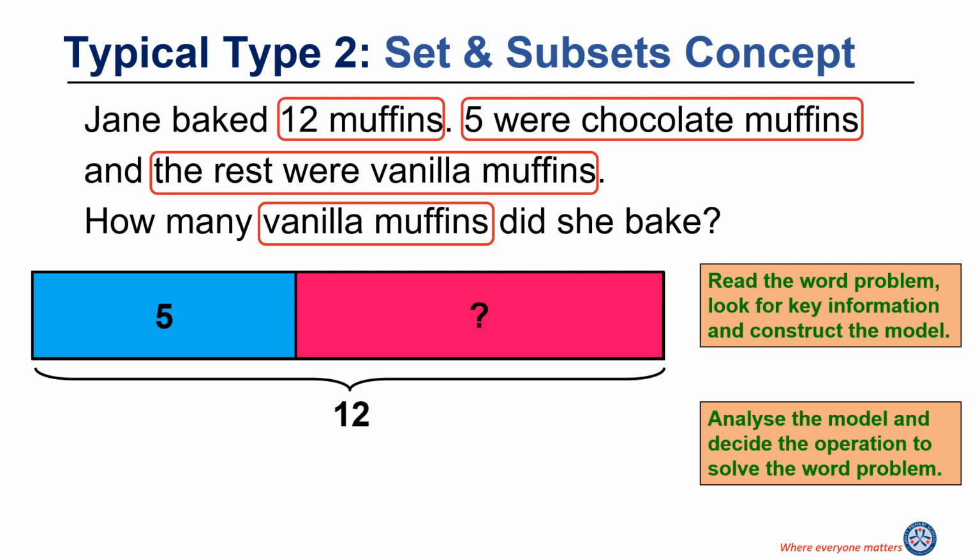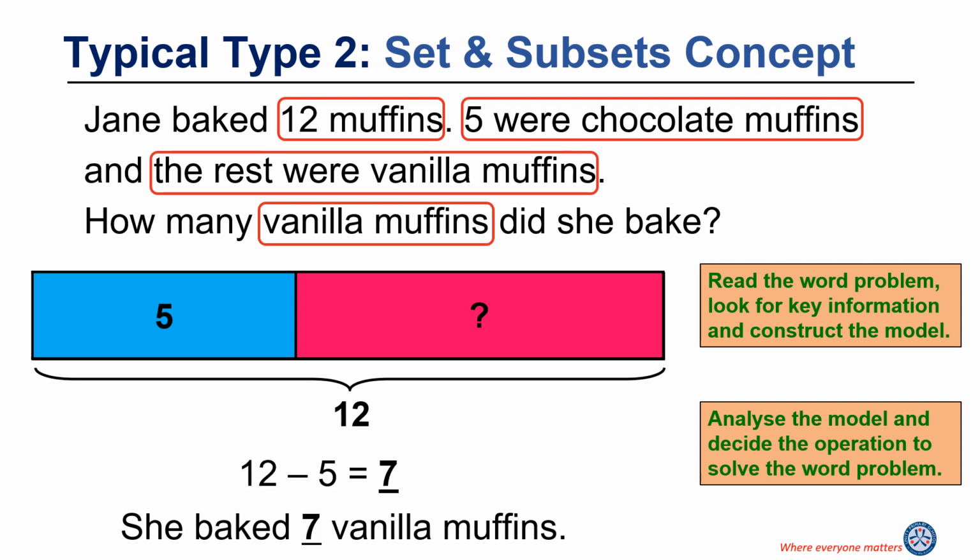Let's analyze the model. The unknown is the pink part. So we have to take the whole 12 to subtract the blue part 5 to find the number of vanilla muffins Jane baked. 12 minus 5 equals 7. She baked 7 vanilla muffins.